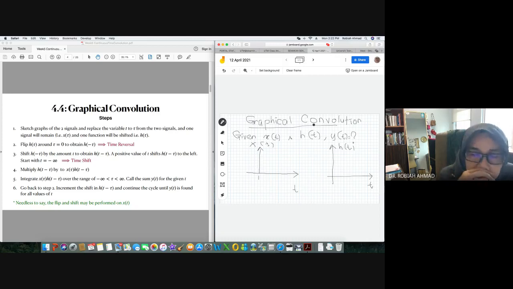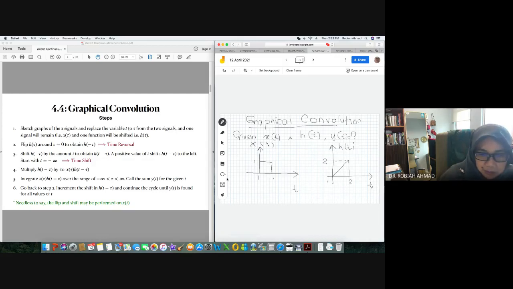Okay, let's say I have two signals. To differentiate, maybe one is the square and the other is the triangle. So let's say xt is an impulse, and ht is a sawtooth. For easy demonstration, this one maybe 2, and this one also maybe 2. Okay, so first step, sketch graph of the two signals and replace.